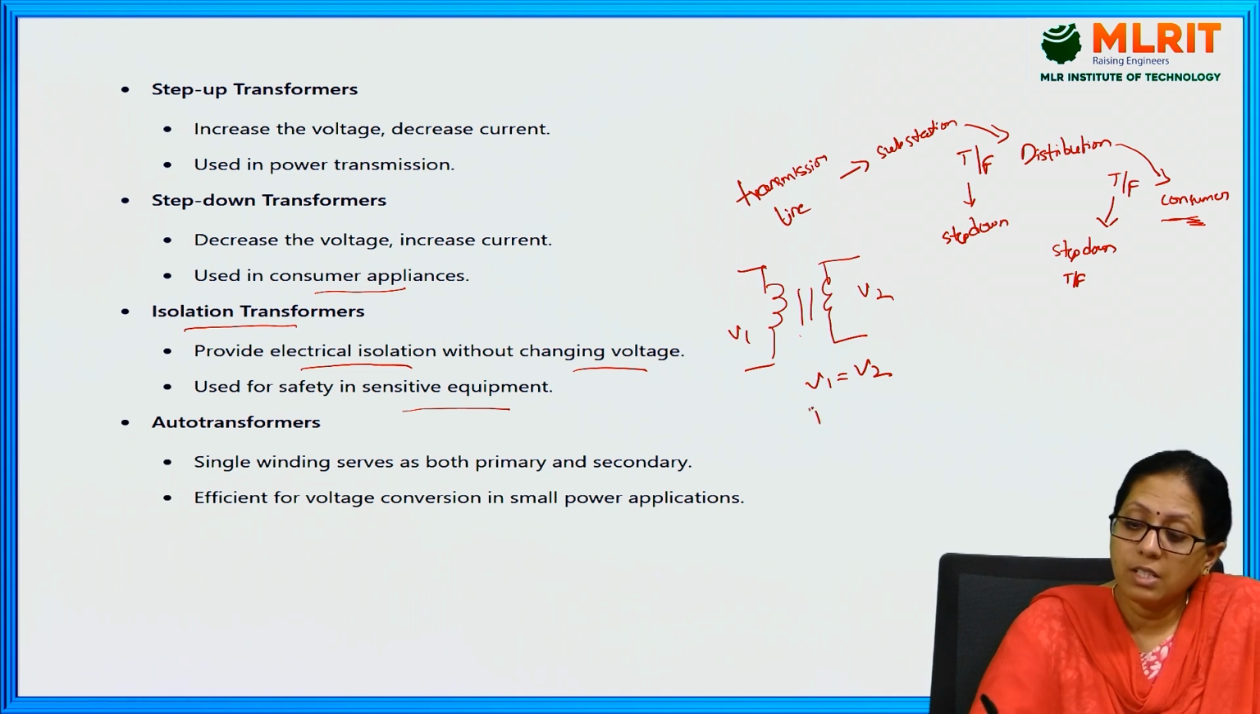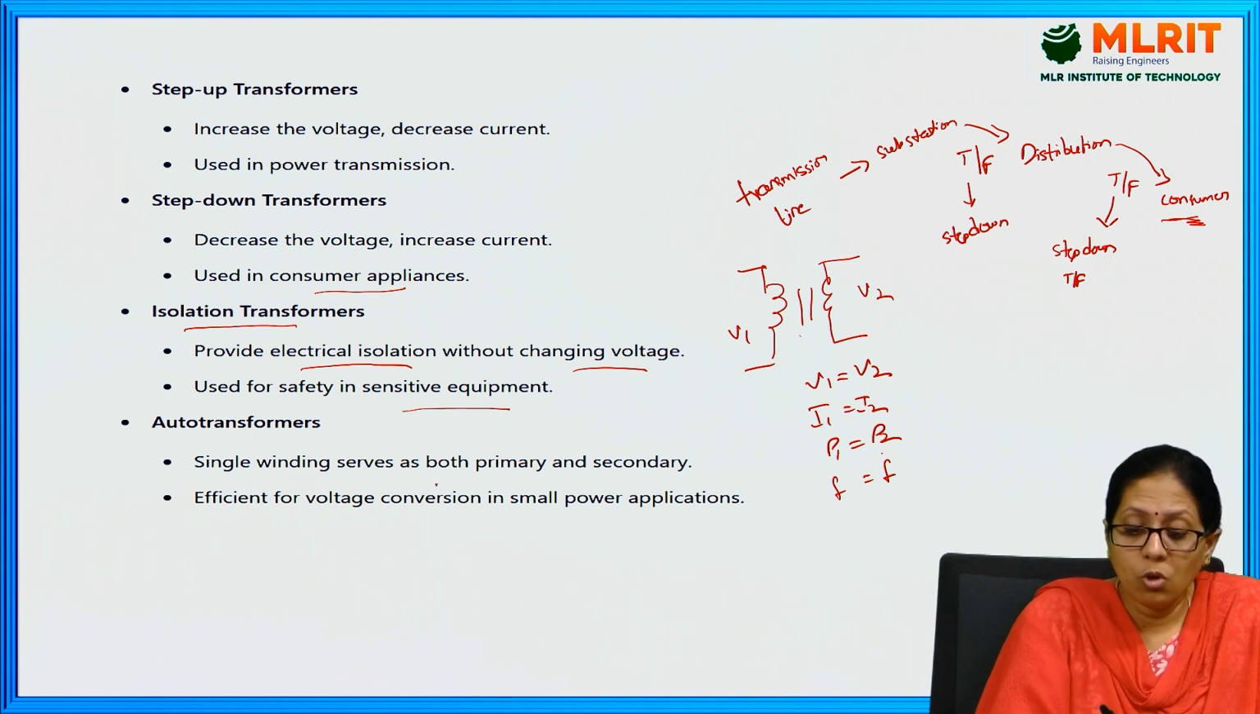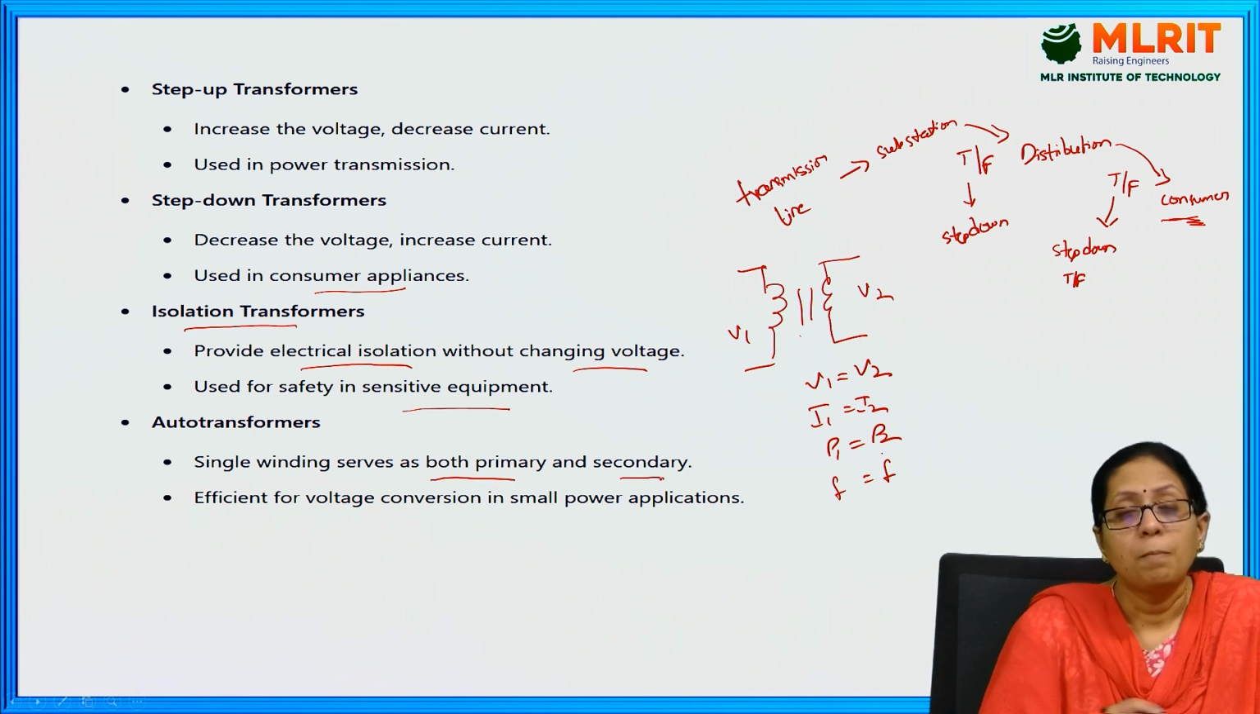The voltage is the same, the current is the same, as well as the power is the same and the frequency is also the same in an isolation transformer. The next one is the auto transformer. The single winding serves as both primary as well as secondary.